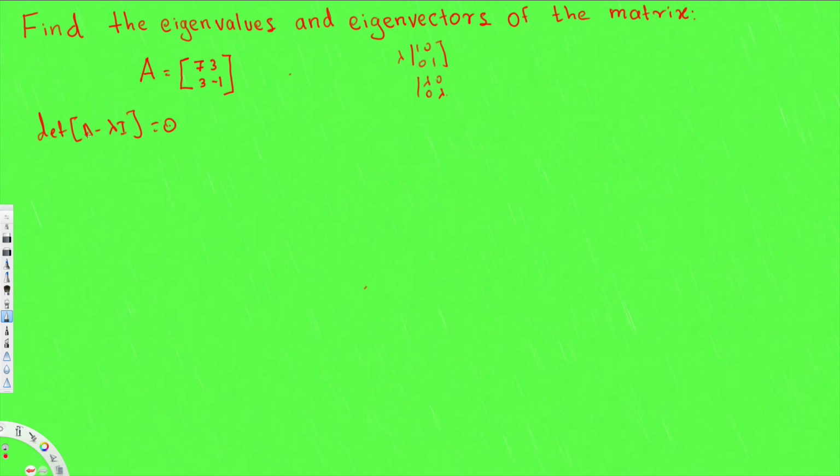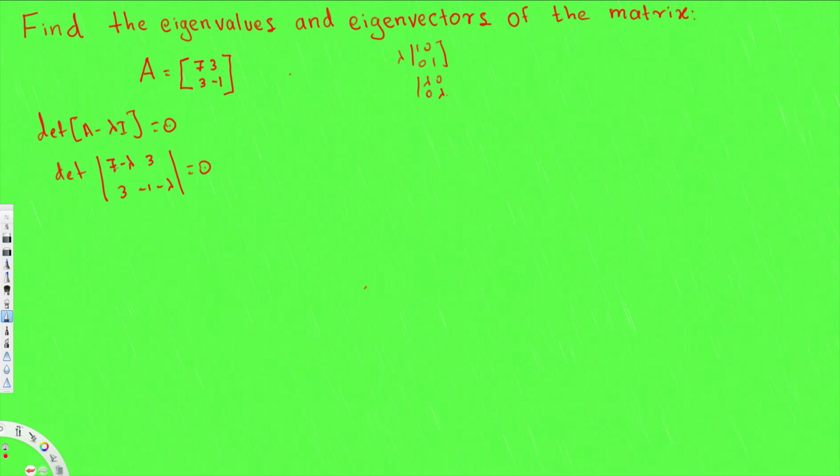If I deduct this from A, it's going to become the determinant of, so these are the two corners where the lambda values exist, therefore 7 minus lambda, 3 minus 0, 3 minus 0, minus 1 minus lambda. The only lambda is going to be up here because 3 minus 0 doesn't make any change. This is equal to 0.